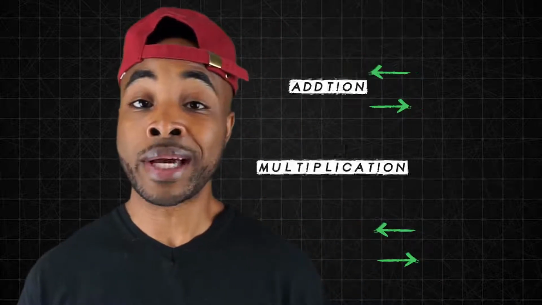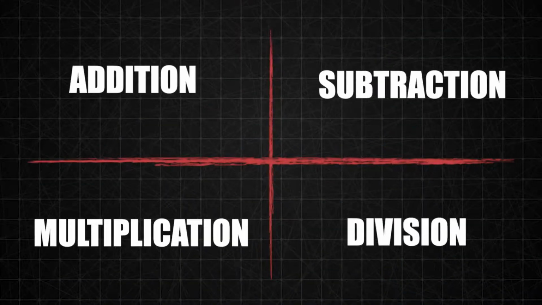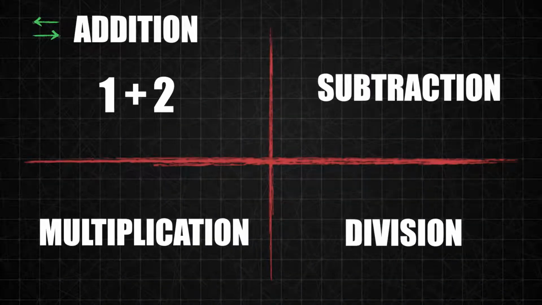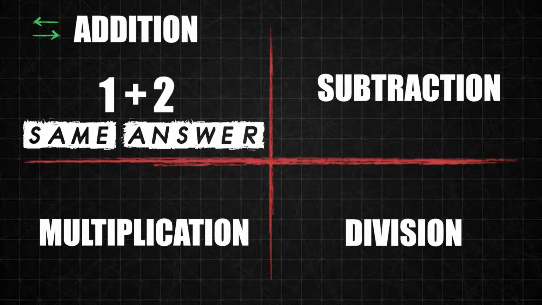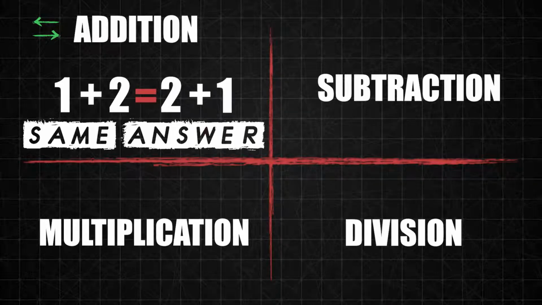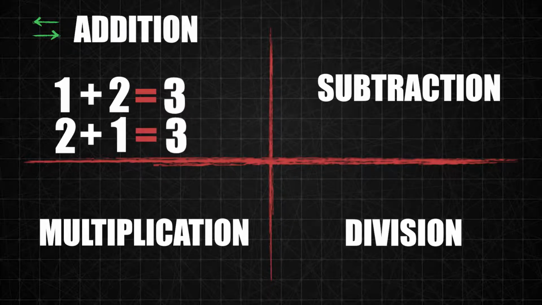First thing you need to know is that for two of these operations, the order of the numbers really doesn't matter. But for the other two operations, it does. With addition, you can switch the order of the numbers you're adding and you will still get the same answer. 1 plus 2 is equal to 2 plus 1. No matter which number comes first, the answer will still be 3.